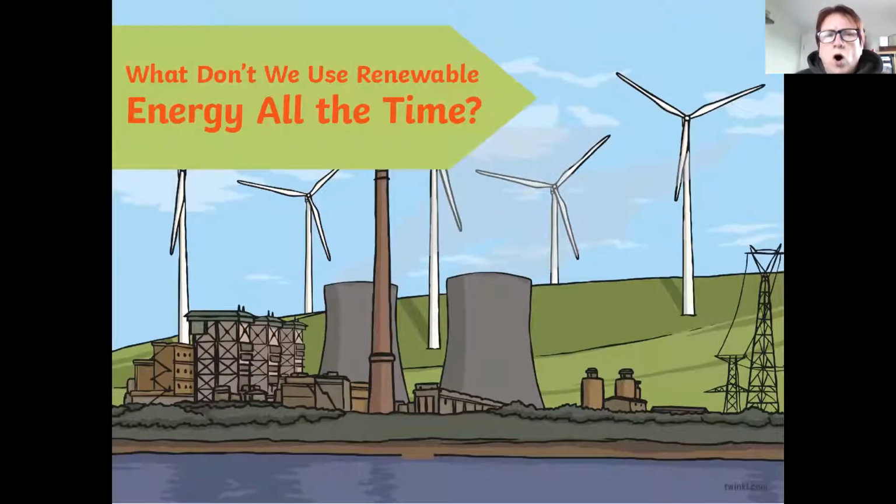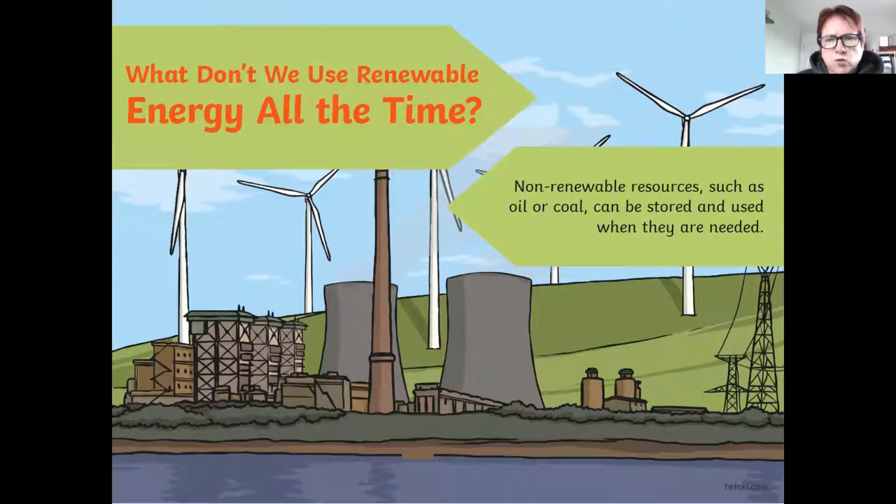I think that should be: why don't we use renewable energy all the time? Non-renewable sources, such as coal and oil, can be stored and used when they're needed. So we can get the coal out, we can get the oil out, we can store it, and until the time as we need it, then we can use it. So that can be stored.